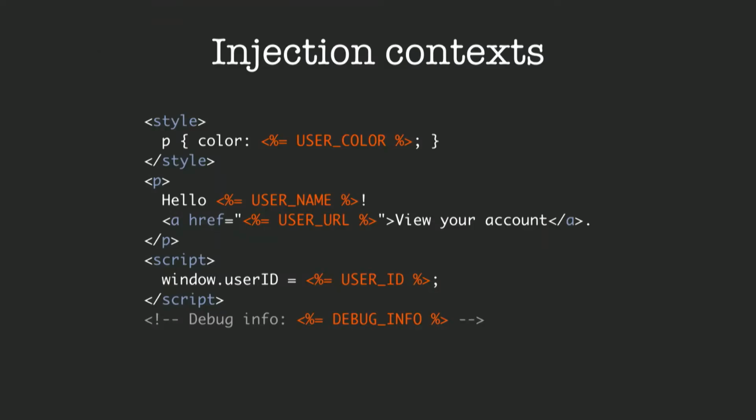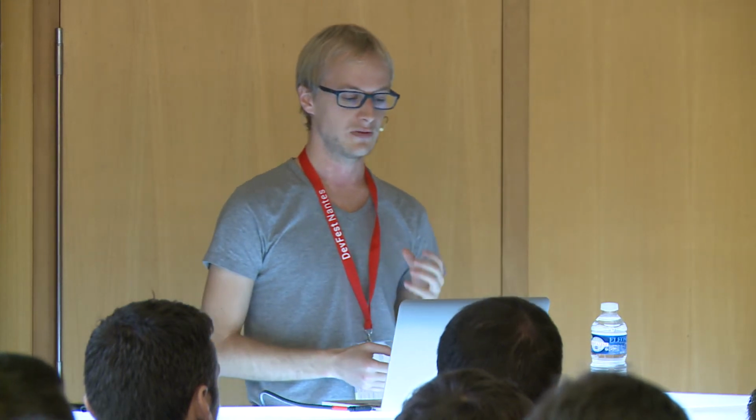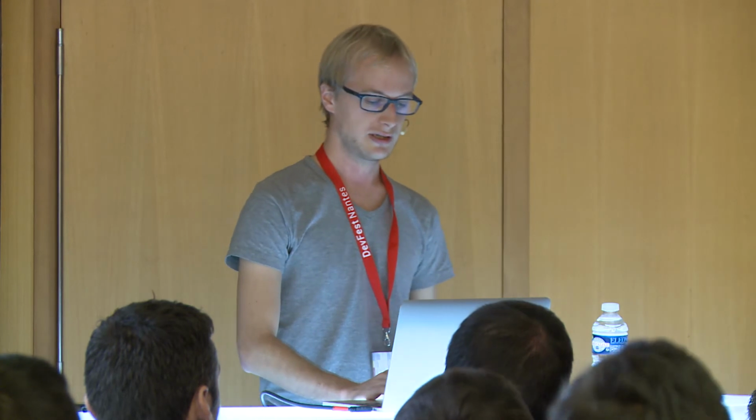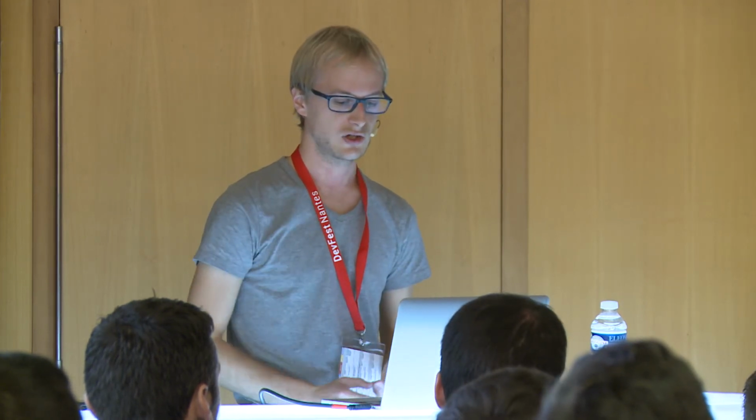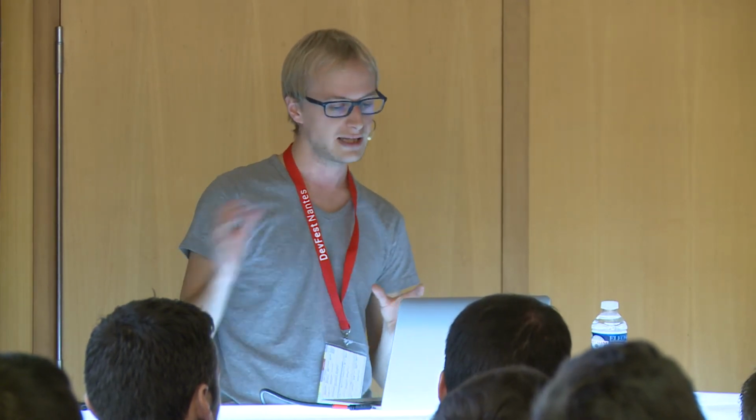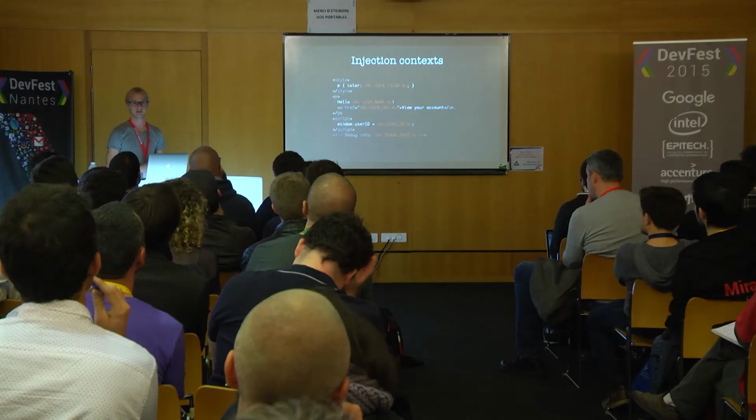Now, most websites nowadays, they display user-supplied content in different contexts within an HTML document. So here, a custom user color is inserted in the context of a CSS value. The username is also inserted in an HTML text context as part of a paragraph element. The user profile is injected in a quoted HTML attribute value. The user ID is inserted in a JavaScript context on the right-hand side of a variable declaration, and finally, some server-generated debug information is inserted into an HTML comment there at the bottom.